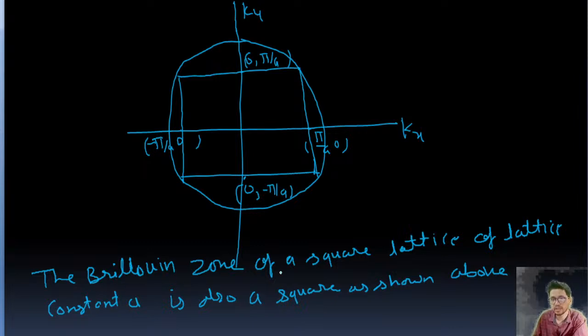Okay, so the Brillouin zone of a square of lattice constant A is itself a square, right? Yeah, this is clearly seen in the figure. Okay, so you need to know this is the first Brillouin zone, guys. And this is the free electron Fermi circle, which is enclosing completely the first Brillouin zone.